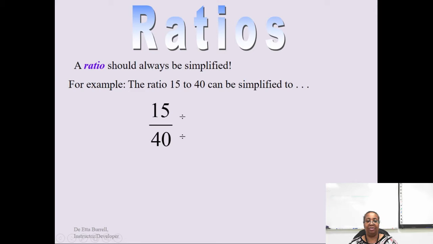Now, a ratio should always be simplified. For example, the ratio of 15 to 40 can be simplified by reducing the numerator, or the top, and the bottom number, by 5. And that would give me 3/8. So instead of saying, oh, that's 15 out of 40, it's more reasonable to say it's 3 out of 8. That way people can visualize your ratio.